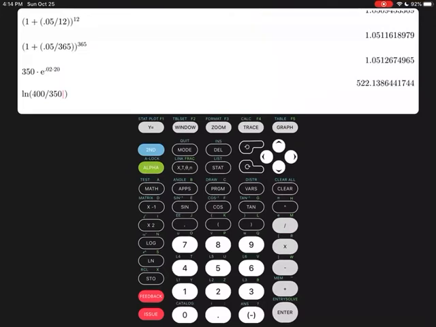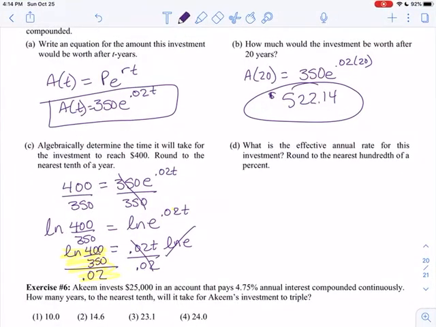All right, so I have the natural log, and I'm using natural log because the natural log of e is 1, so it'll cancel out that e for me. The natural log of 400 divided by 350, divided by 0.02. So it's going to take me 6.67 years. Remember, I'm solving for that exponent. I'm solving for the time. So it's going to take me 6.67 years or 6.7 years, because it did say to round to the nearest tenth place. What is the effective annual rate for this investment? Round to the nearest hundredth.